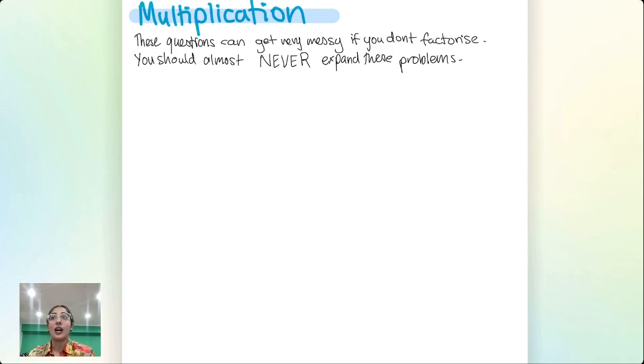Not that you can't get the right answer by expanding. You can. If your algebra is good enough and you don't make any silly mistakes with negatives, you can get the right answer. But it's just going to be a nightmare, okay?